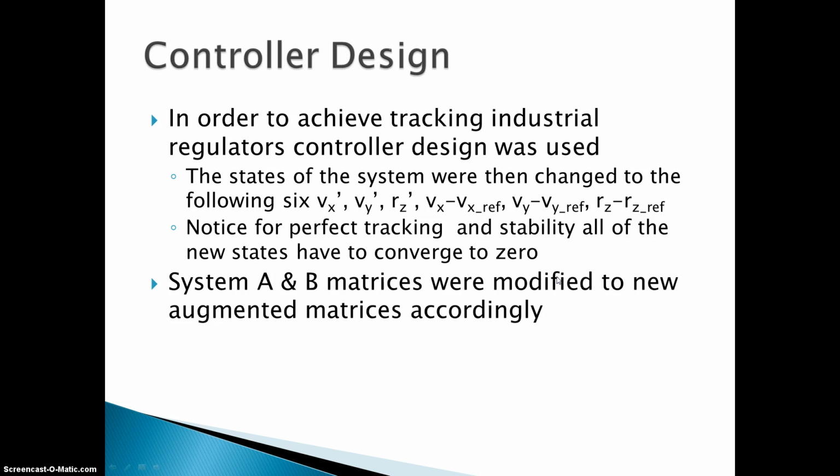For perfect tracking or good tracking, we use the tracking industrial regulator controller design, which caused us to have 6 new states: Vx prime, Vy prime, Rz prime, and also their difference from the reference signal on each state. Notice that for perfect tracking and stability, all 6 of these states have to converge to 0. And accordingly, A and B matrices were found from the equations given for industrial regulator controllers.